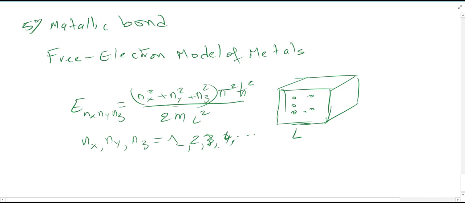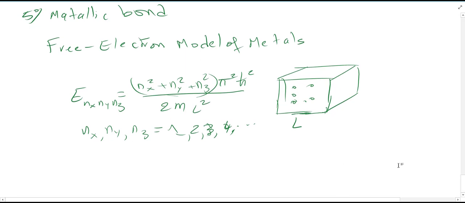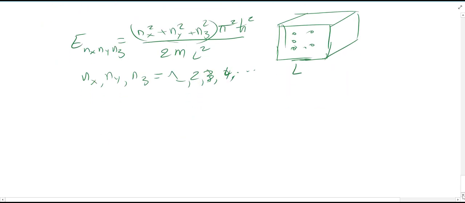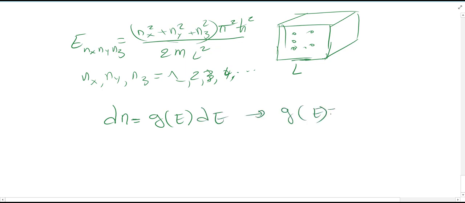Here is what we're going to define. We're going to define a density of states, because we have a bunch of them. Actually, we don't have just a single electron in here. So we're going to define dN as being simply equal to the density of states at a given energy level dE. In other words, G(E) is simply equal to dN over dE. So this is the density of states.